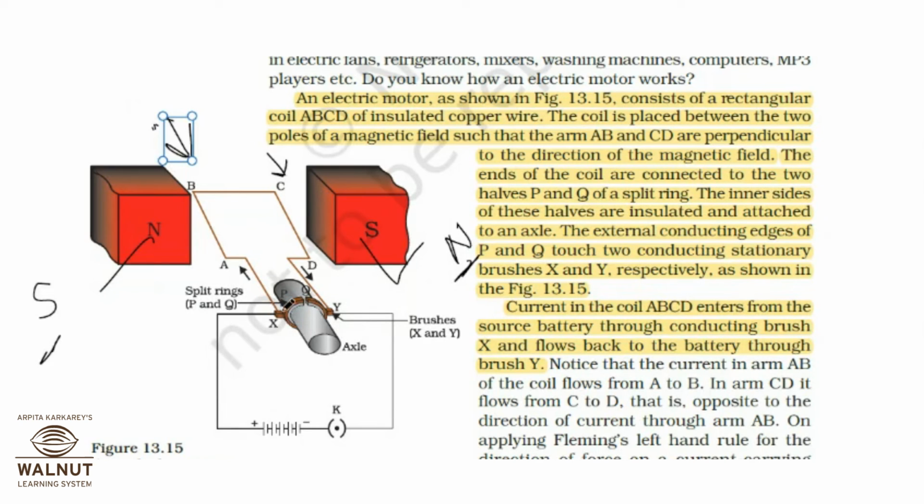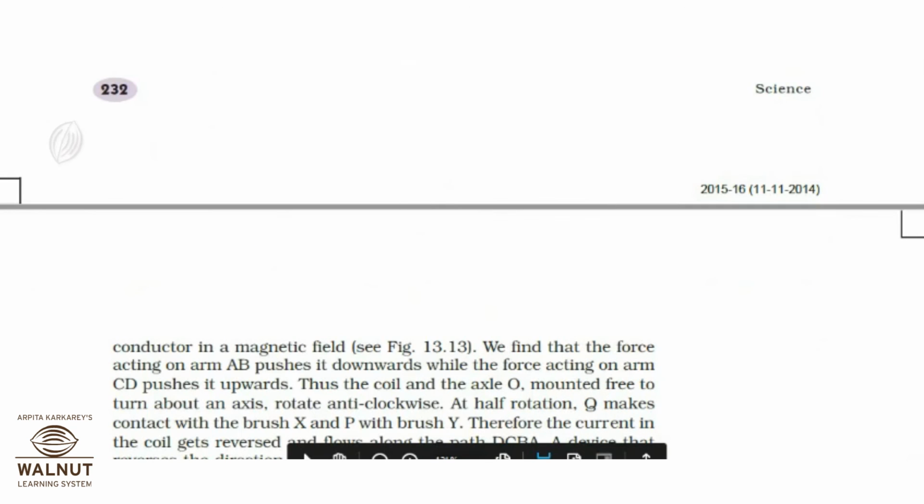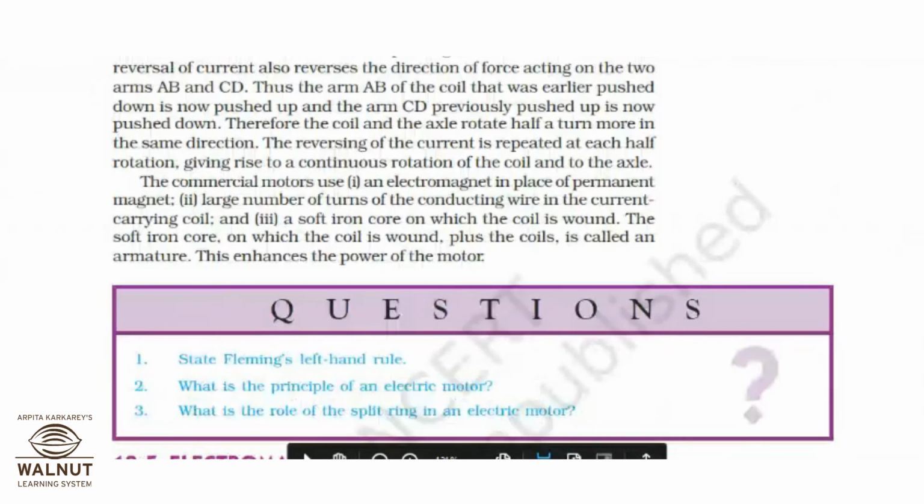Okay, you can see the brushes, then these are the commutators. This is an axle, so as to make free rotations possible, then the key and all these things. So please go through the text. Generally for 1 mark they ask what is the role of split rings and commutators. So I hope you would be able to answer that.